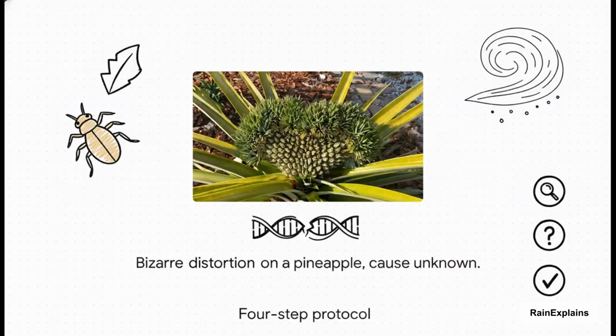Just take a look at this bizarrely distorted pineapple. Without a structured investigation, you'd probably think some crazy alien virus took hold here. But plant distortion, which is technically known as fasciation, can be caused by almost anything. We're talking an insect, a rogue herbicide drifting on the wind, or even just a simple genetic misfire. Without following our 4-step protocol, we're really just taking shots in the dark.